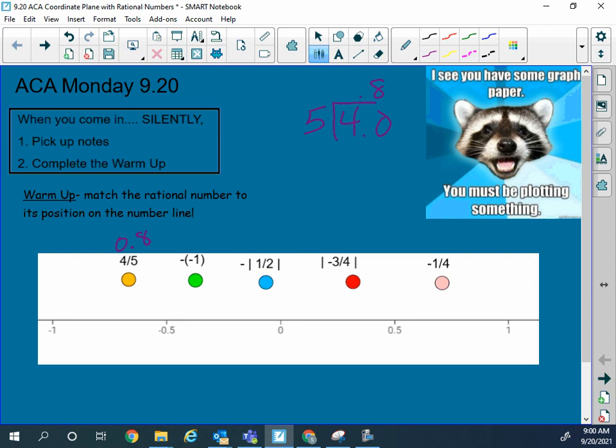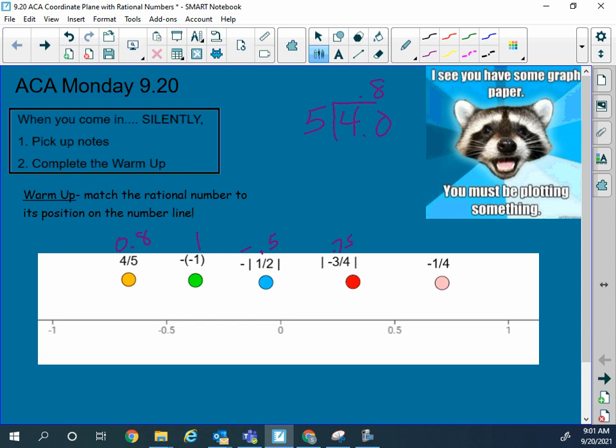The opposite of -1 is +1. The absolute value of 1/2, well, what is 1/2 as a decimal? 0.5, and then we want the negative of that, so that would be negative 0.5. And then this is the absolute value of -3/4. Well, -3/4 would be 0.75, and then the absolute value of that would just be 0.75.